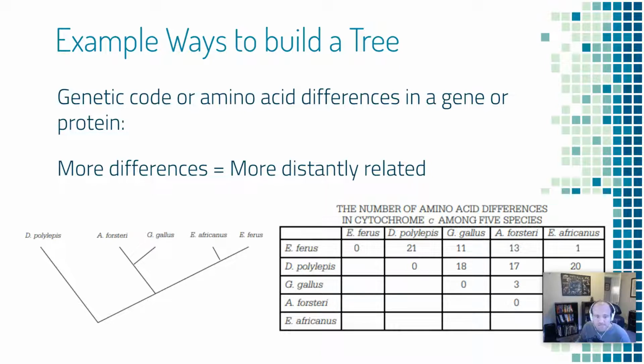So you can see in this table that E. africanus has only one amino acid difference from E. ferris. So on our tree, they're very closely related. Whereas E. ferris and D. polylepis have 21 amino acid differences. So they're going to be a lot more distantly related. So you can see E. ferris is on the opposite end as D. polylepis. So more differences, more distantly related, we can start to build our trees.